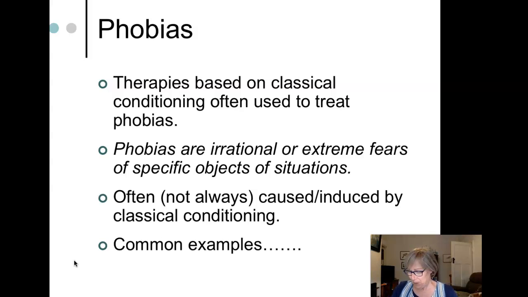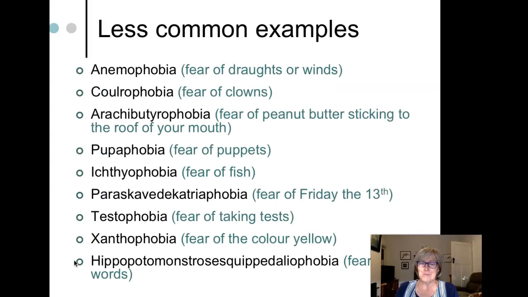So, phobias. You've all heard of phobias. They are often caused by classical conditioning. We talked about little Albert and how little Albert didn't really have a fear of white rats until John Watson got to him and started making loud noises, and then little Albert became quite scared of rats, but basically anything white and furry, so he developed a phobia.